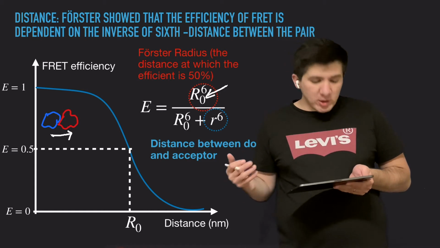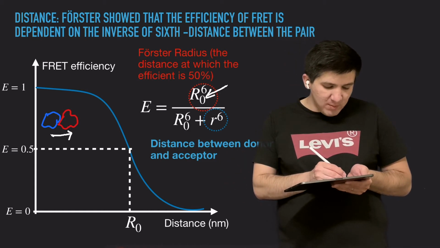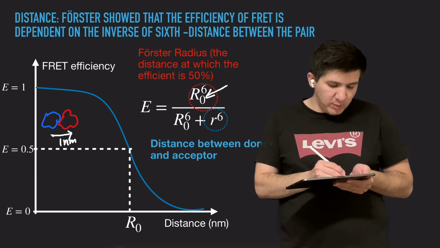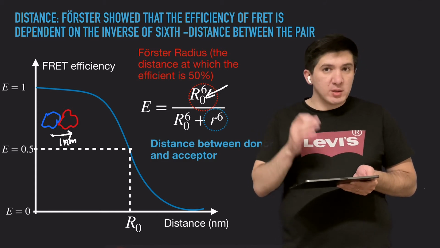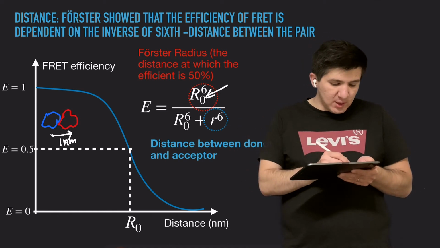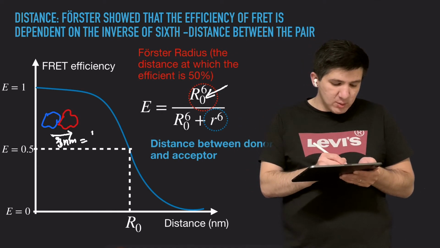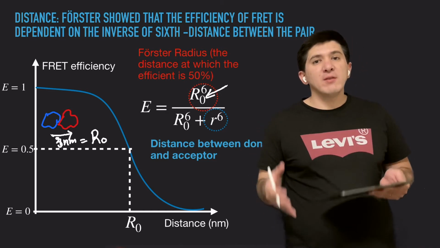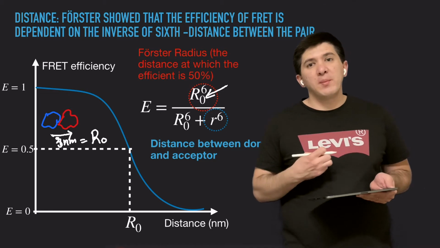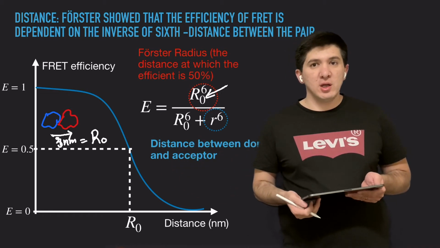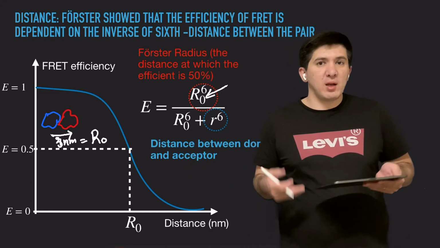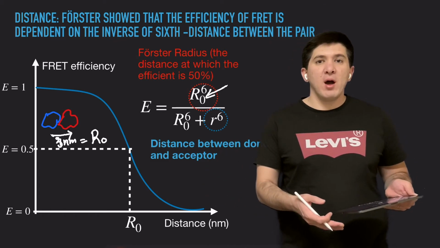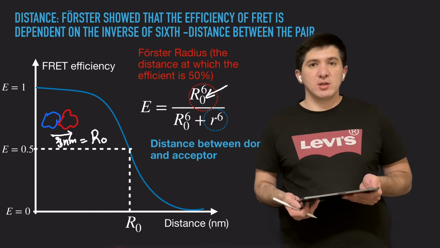So what I'm going to do is measure this. For example, what is the distance? Maybe the distance is 1 nanometer, 2 nanometers, 3 nanometers. Then I fix the distance, for example at this point, 3 nanometers, when only half of the donors are transmitting the energy to the acceptor. So let's assume that in your sample you've got 100 donors, and 50 of them are transmitting the energy to the acceptor.